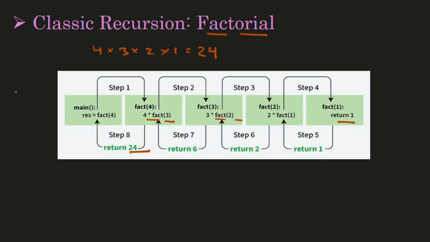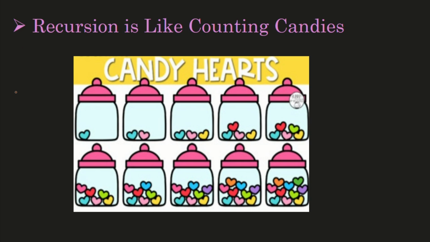Try this. Imagine you have a jar with candies, and you want to know how many there are. With recursion, you think, take 1 candy out, then figure out how many are left. So it's 1 candy, plus the rest. You repeat until the jar is empty. You've got recursion now.